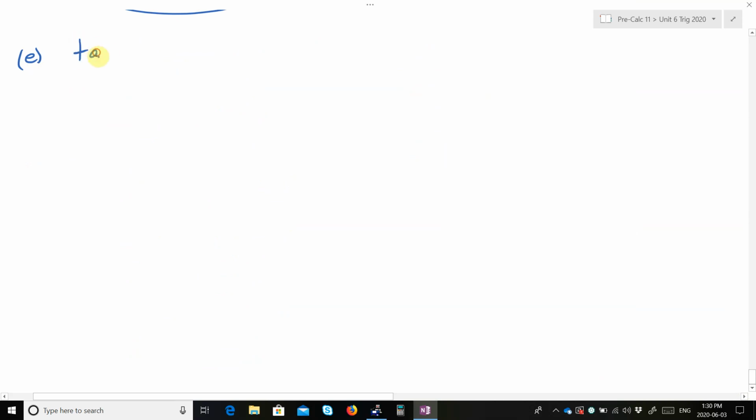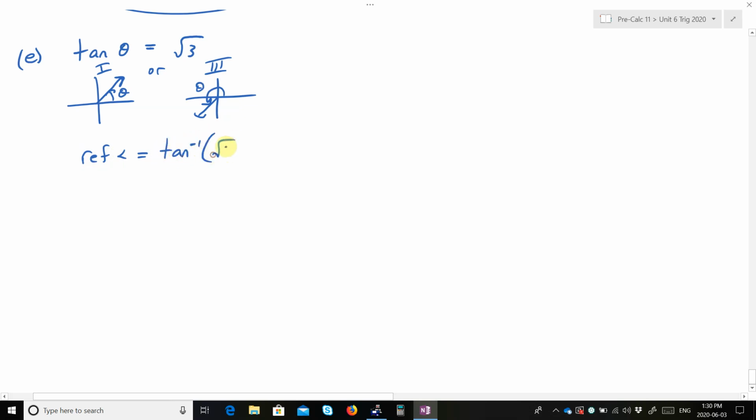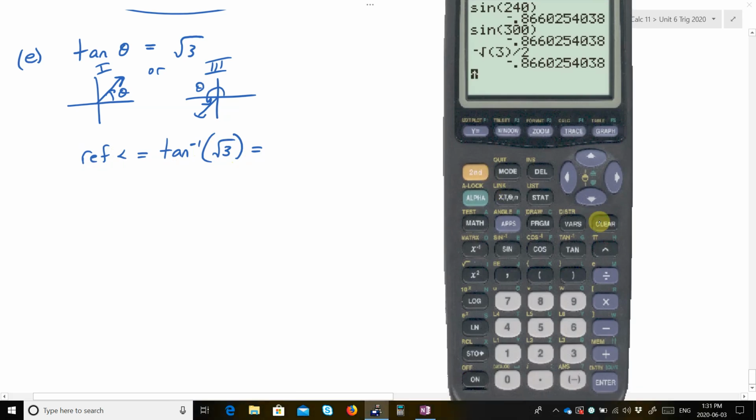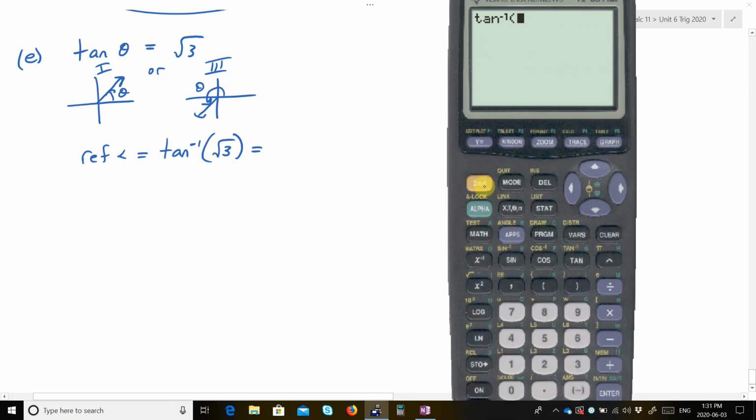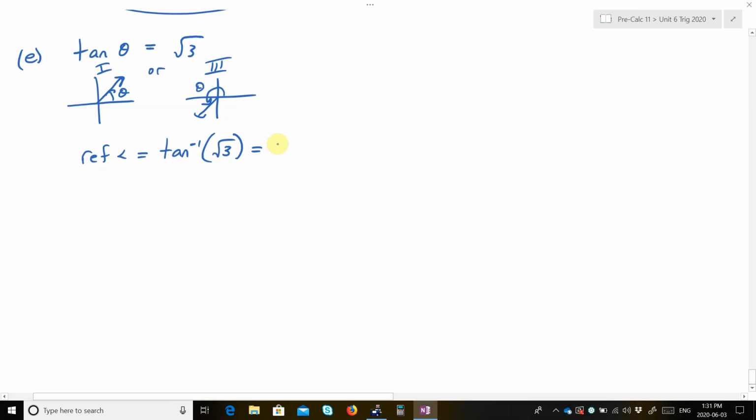Okay, letter E. Tan theta equals the square root of 3. Where is tan positive? Either in quadrant 1 or quadrant 3. The reference angle is equal to tan inverse of root 3. So we go shift tan square root 3, which is 60 degrees. So this is 60 degrees here, and this is 60 degrees right here. So theta in the first quadrant is equal to the reference angle, 60 degrees, and in the third quadrant it would be 180 plus 60, so 240 degrees.